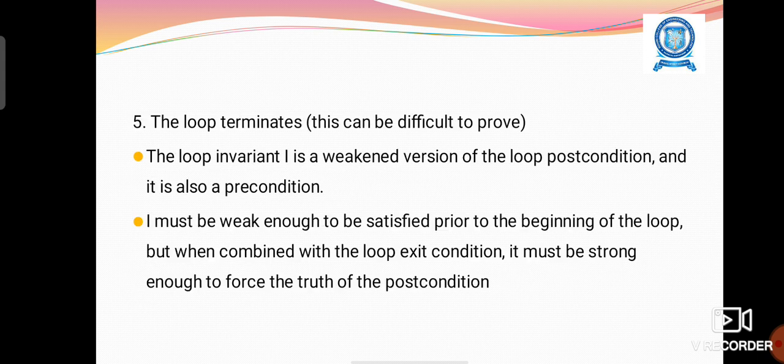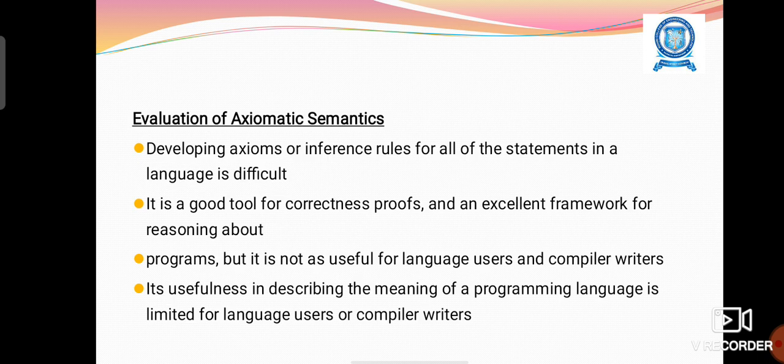The loop terminates. The loop invariant I is a weakened version of the loop postcondition, and it is also the precondition. I must be weak enough to be satisfied prior to the beginning of the loop, but when combined with the loop exit condition, it must be strong enough to force the truth of the postcondition. Evaluation of axiomatic semantics: it is somewhat difficult, but it is a good tool for correctness proof and an excellent framework for reasoning about programs.